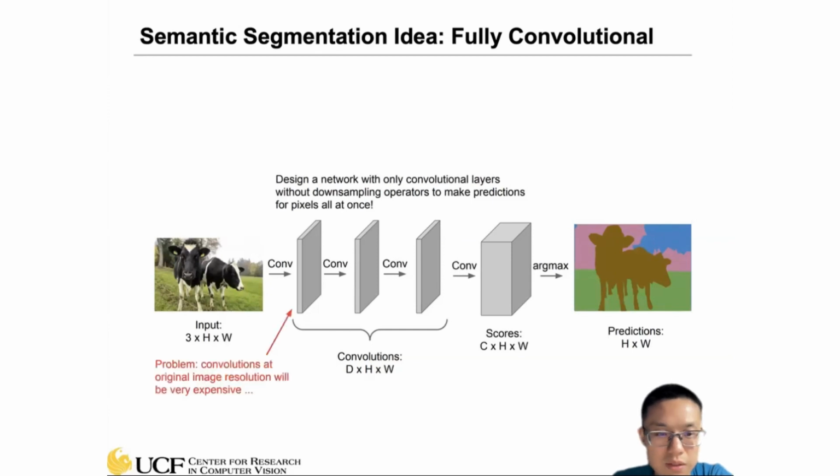But the problem here is that convolution at the original image resolution will also be very expensive, because you're always going to operate at the full resolution at every conv layer. So if you have a very deep network, you can imagine how many parameters you have to optimize for the entire network. So this is very expensive to optimize.